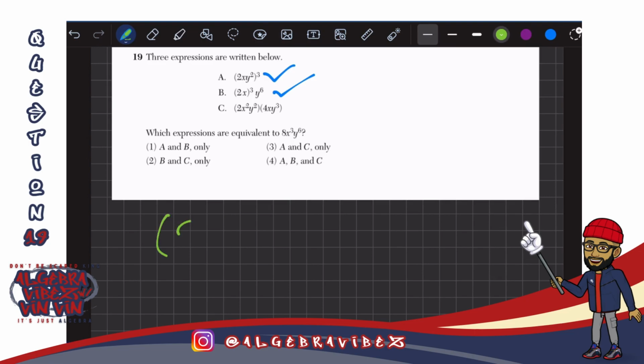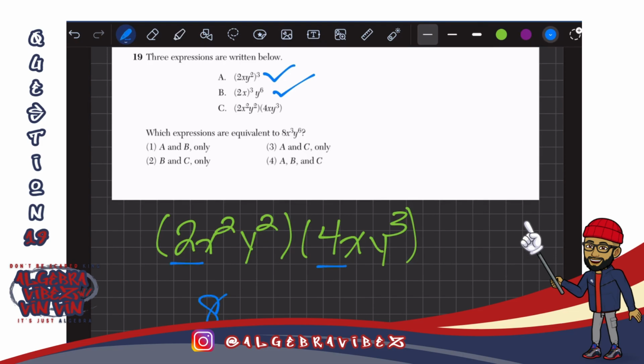And we're going to have 2x squared y squared times 4xy to the 3rd. Now we know that when we multiply again, 2 and 4 does give us 8. And then we're going to add our x's. So we have 2 here, and we have 1 here, which does give us our 3. But we have a problem with these purple boxes. A 2 and a 3, in fact, gives us y to the 5th, so it doesn't work. So our answer in this case is going to be A and B only, which is choice 1.